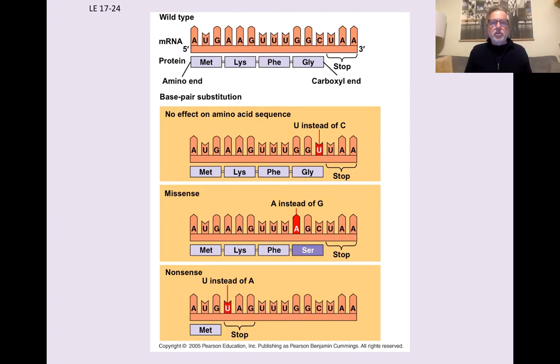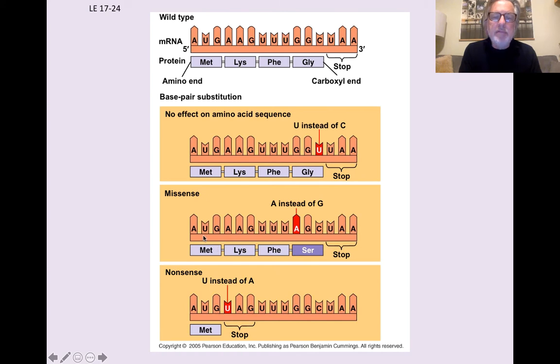Let's look at this in pictures now. Here we have the original mRNA and the protein that gets produced by it. And now we have a mutation where instead of it being GGC in the fourth codon, it's GGU. But GGU codes for glycine just as GGC does. So this has no effect on the amino acid sequence, and it is a silent mutation.